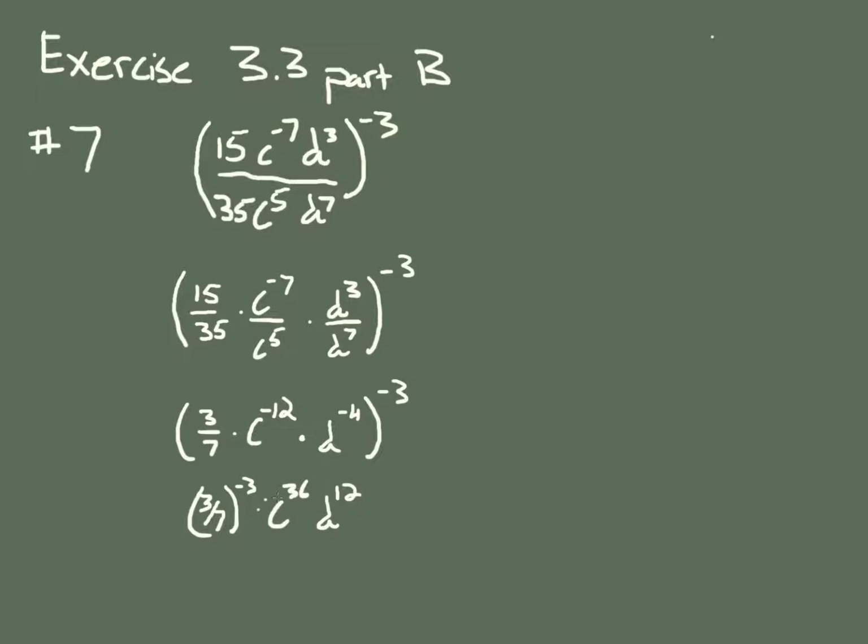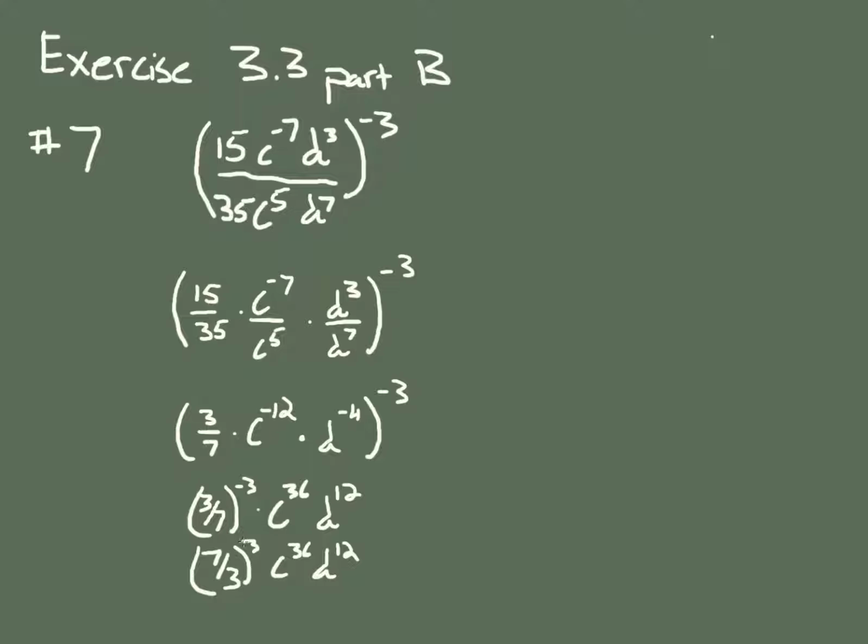And now I can further simplify this a little bit more. This right here is a correct statement, but we want to get rid of our exponent here, so we're going to distribute that negative 3. Since it's negative 3 and it's a fraction, you end up flipping that fraction. To get rid of the negative, you say 7/3 to the positive 3, and then it's still c to the 36 d to the 12. I'm not going to be able to do anything more with this c and d because there's no other c's and d's. So those are just going to stay that way, and I'm just going to work on simplifying this.